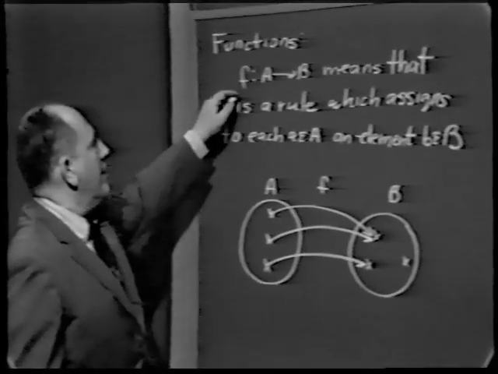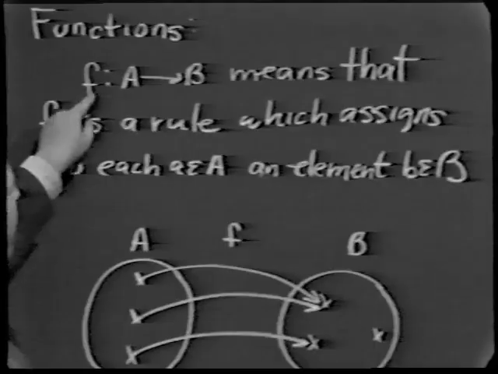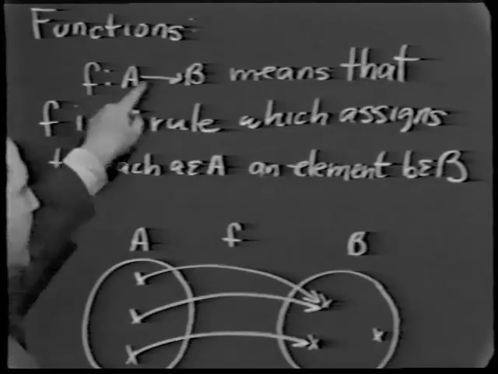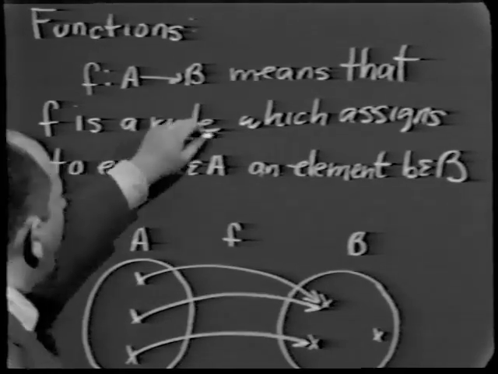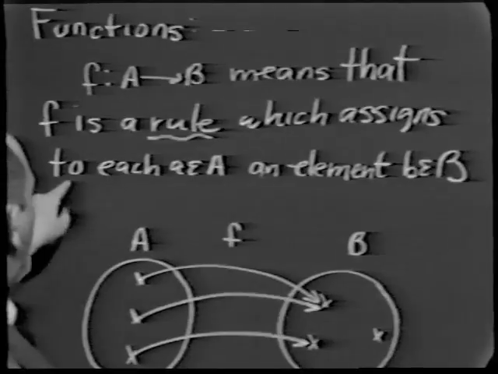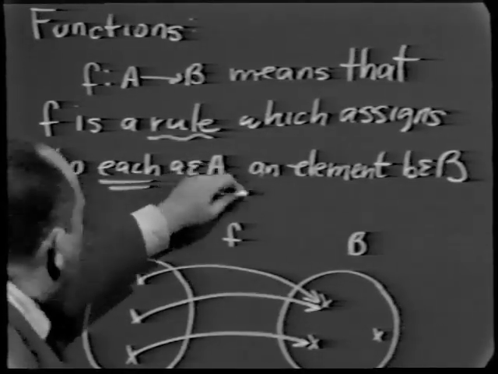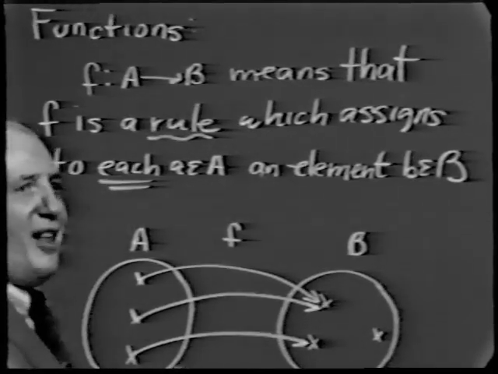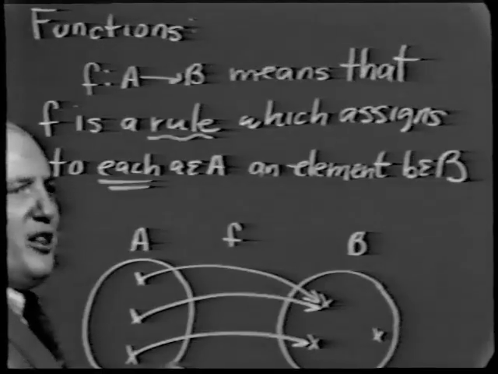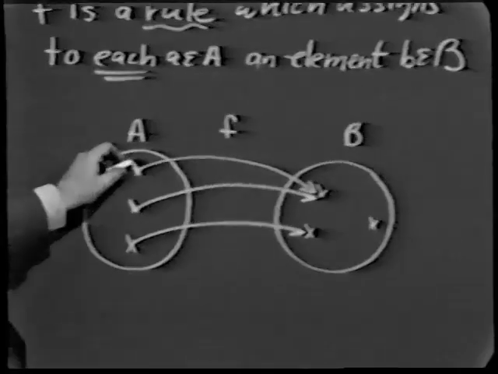We begin with a definition written this way. A function f from A to B means that f is a rule which assigns to each element in set A an element in set B. Now, of course, this may sound like just an empty bunch of words, but if we look a little bit at the picture, we get the idea as to what's going on.